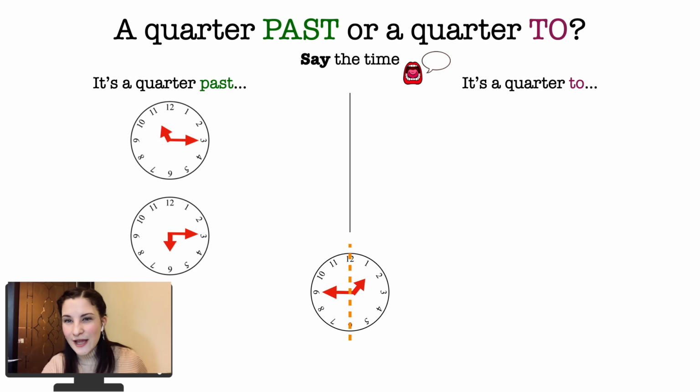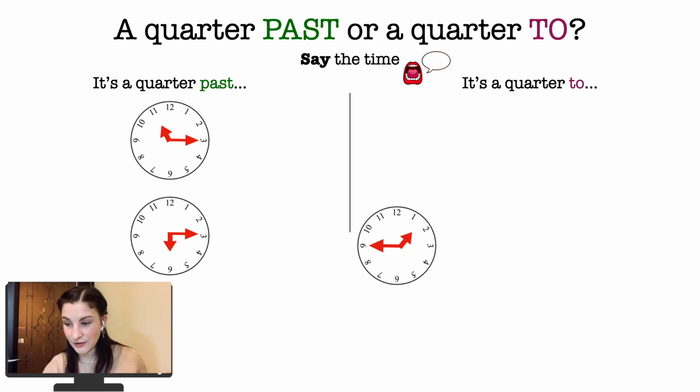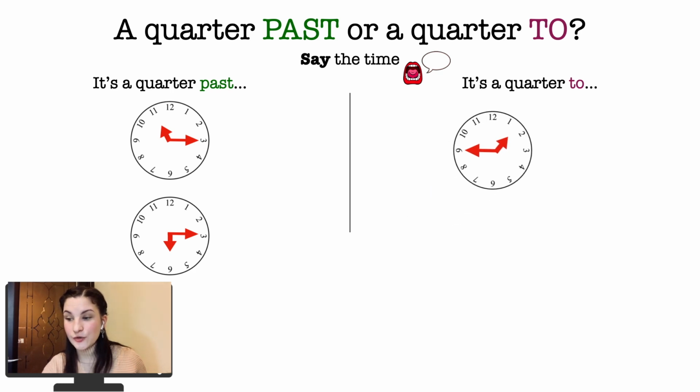Next one. Look. Now we have our minute hand on the left side. How do we call our left side? We call it to. So what do we have here? It's a quarter to 2. So it's 1:45.